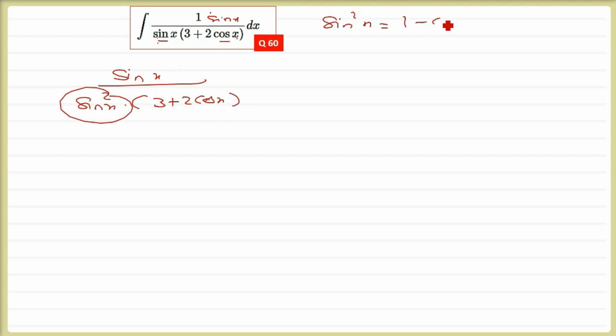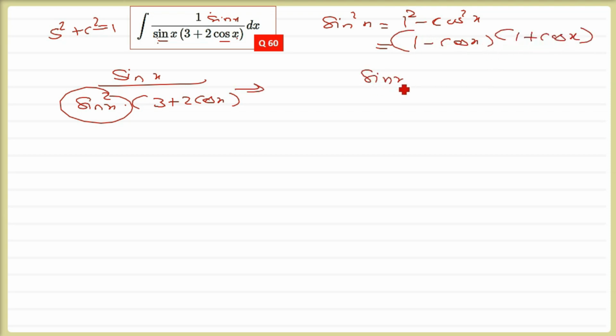So this sin square x will be 1 minus cos square x. You already know that sin square x plus cos square x equals 1. 1 minus cos square x is 1 square minus cos square x, which is a minus b, a plus b. So 1 minus cos x into 1 plus cos x will come. So this whole will come as sin x divided by 1 minus cos x into 1 plus cos x, and in the denominator it will be 3 plus 2 cos x.